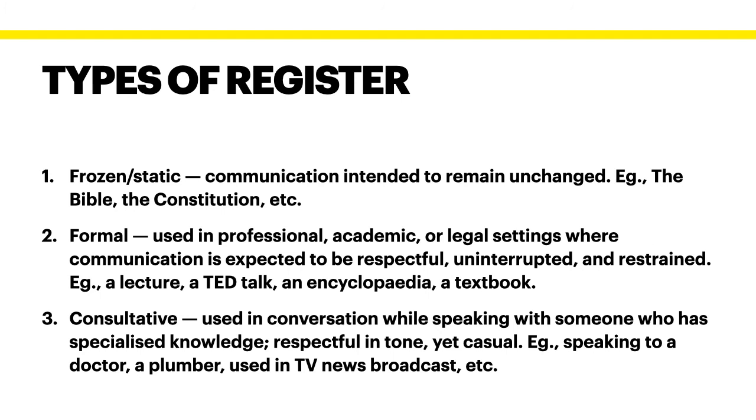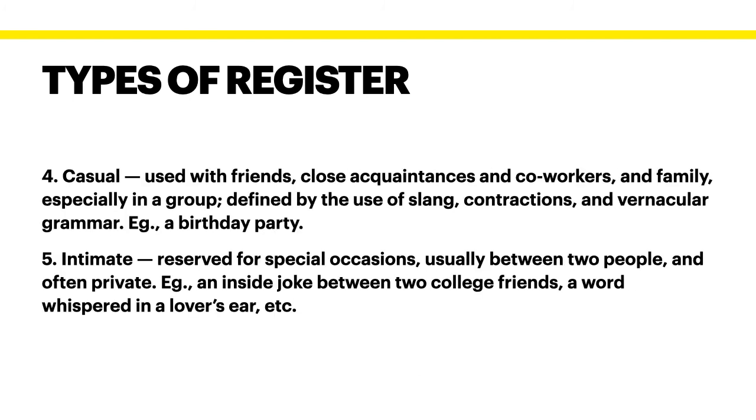So we can see the different types of register, from frozen, formal, consultative to casual and intimate. You can see that there is a certain descending order of formality here. Frozen or static is the most formal. Then we have formal. Then we have consultative, which is kind of a middle path between formality and informality. With casual, we become much more informal, and with intimate, that is the most informal way in which we can speak. So these are the 5 different types of register.